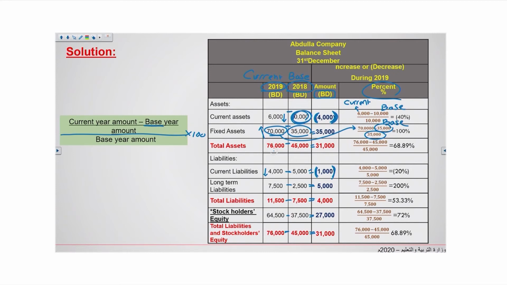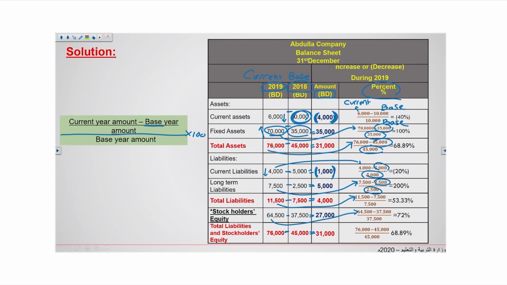The same as total assets, 76, we will apply it in the formula. Then we will add 45,000 over 45,000, the base year. Okay, the same for the whole amount, 4,000, we will apply it. Then minus 5,000 over 5,000 equal 20%. Long-term liability, the same, 7,500 minus 2,500 over 2,500. Total liability, the same, 11,500 minus 7,500 over 7,500. For stockholders' equity, the same.